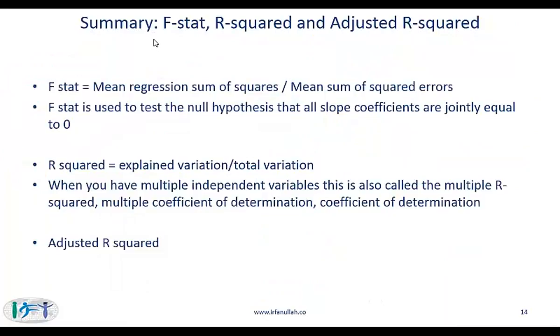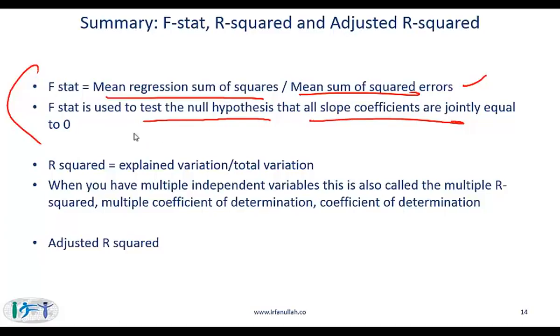We have gone over several terms, and I just want to summarize what we've talked about. This is not an explicit section in the curriculum, but I think it's useful. What is the f-stat? It's the mean regression sum of squares divided by the mean sum of squared errors. We've done this in the previous reading and this reading, so you need to remember this definition of the stat. The f-stat is used for the f-test, and what does the f-test do? It is used to test the null hypothesis that all slope coefficients are jointly equal to 0. When you are running a regression, this is the first big thing to do, the f-test.